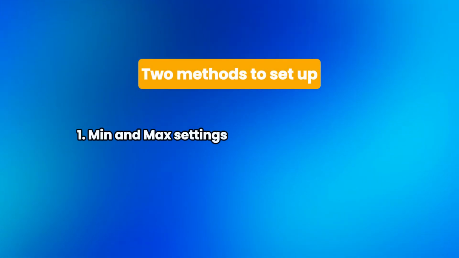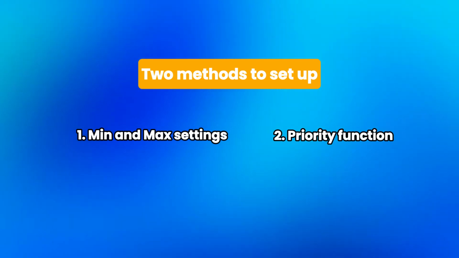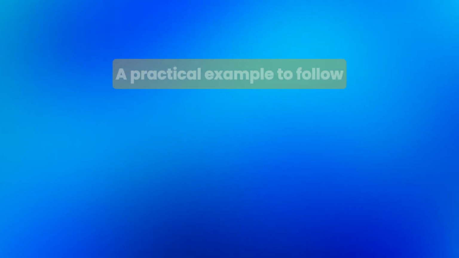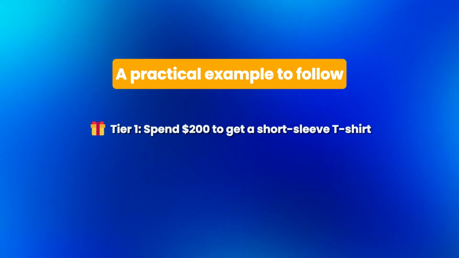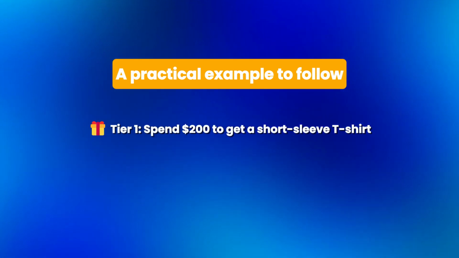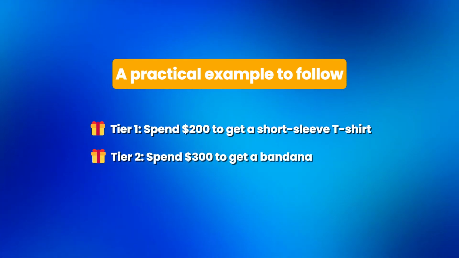There are two methods to set up your offers, using the min and max settings or the priority function. Let me walk you through both options. To make this tutorial easier to follow, I'll use a common tiered offer example, including Tier 1, spend $200 to get a short sleeve t-shirt. Tier 2, spend $300 to get a bandana.